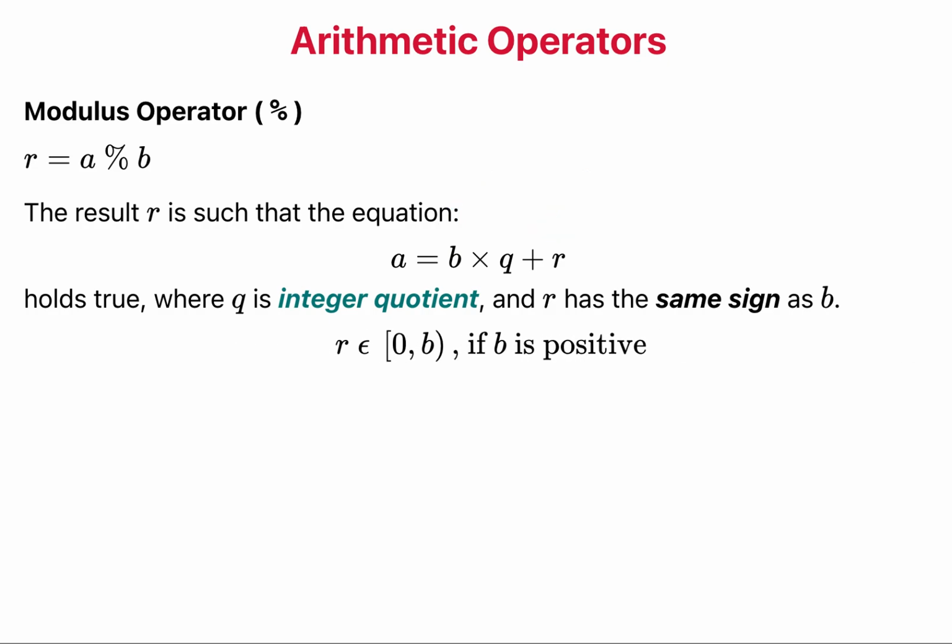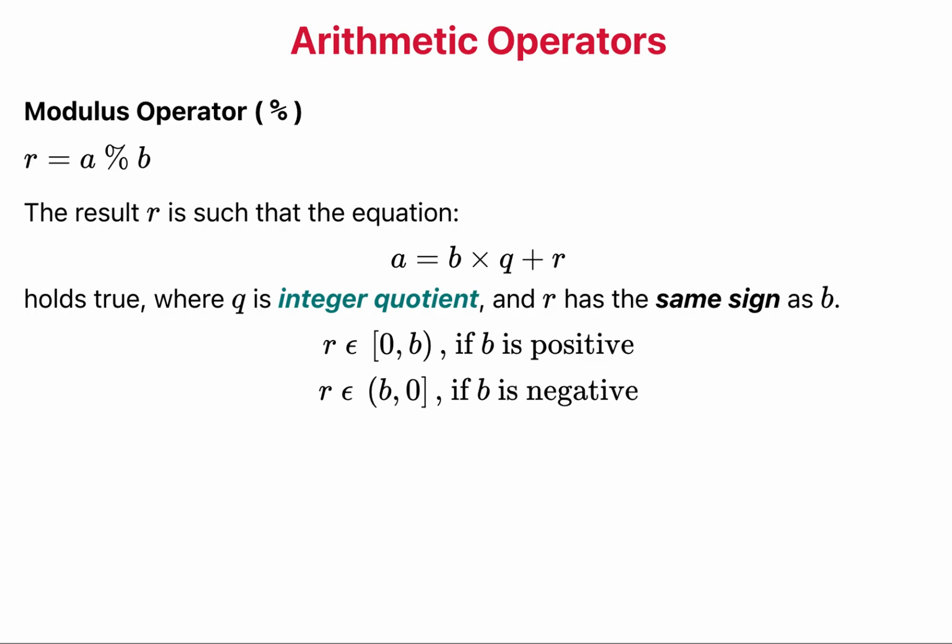Essentially, the result r will be adjusted so that it falls within the interval from 0 up to, but not including b if b is positive, or b to 0 excluding b if b is negative. If most of this sounds complicated or confusing to you, let me tell you a simple trick that you can follow to compute the result of the modulus operator. You see, in this equation, the values of a and b are already given. So, in order to find the value of r, all we need is to find the value of q.